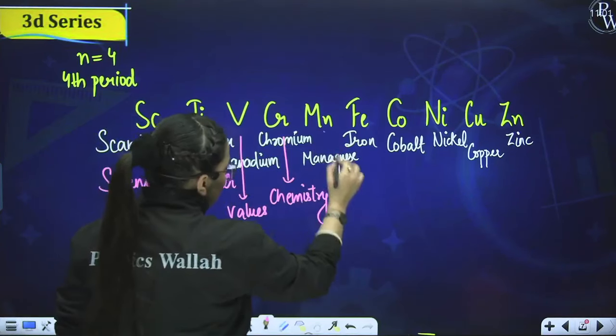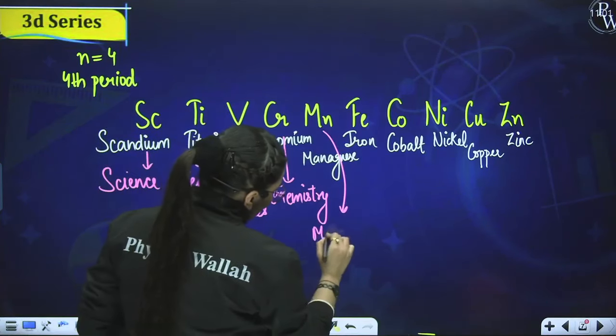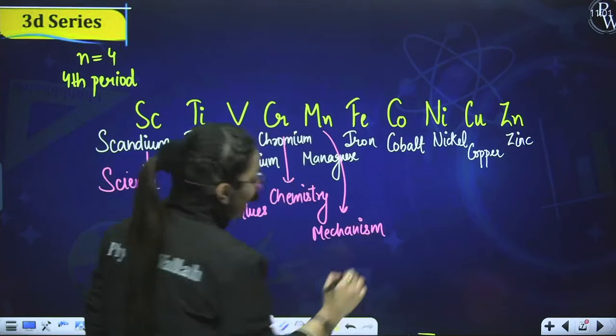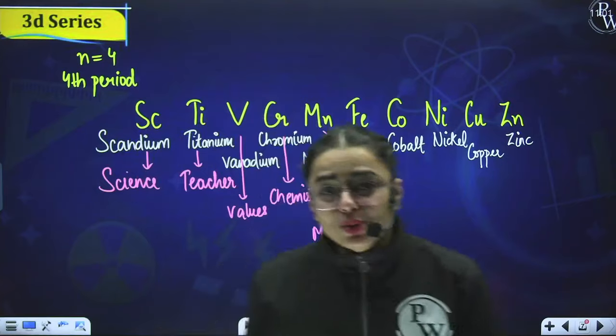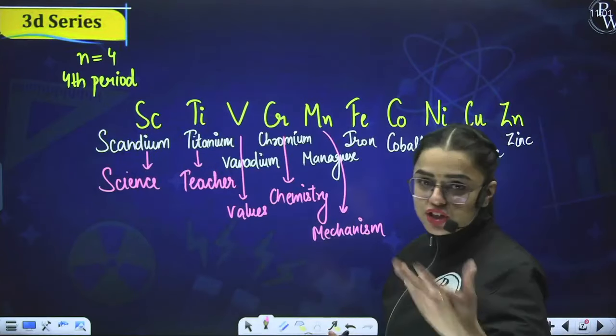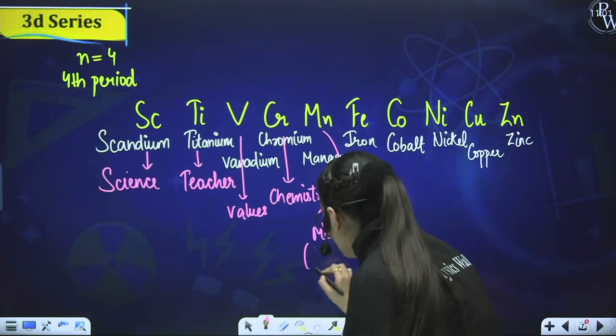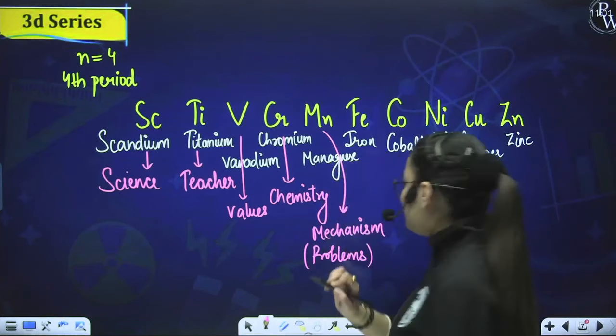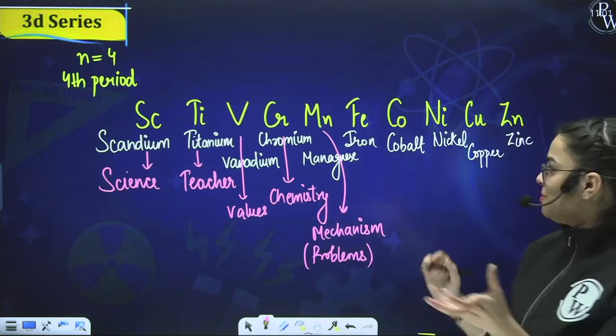Okay. Now from MN, I have written mechanism. Now you can write in the bracket, I meant to say the chemistry mechanism, that is the reaction mechanism, or you can write the problems also here, all the problems with respect to the mechanism. So basically we value the chemistry mechanism.